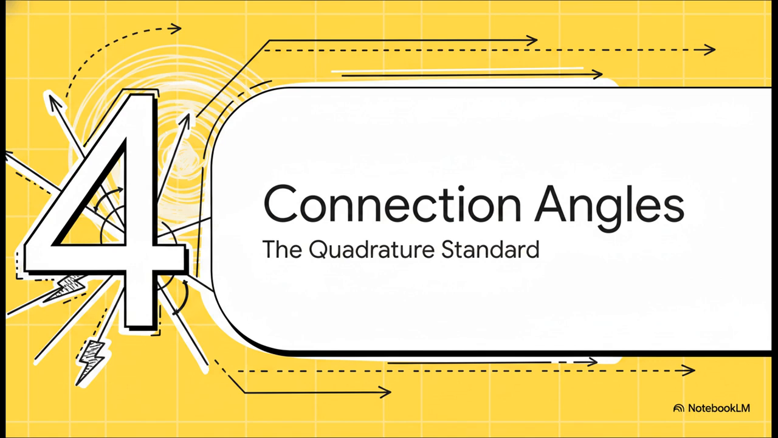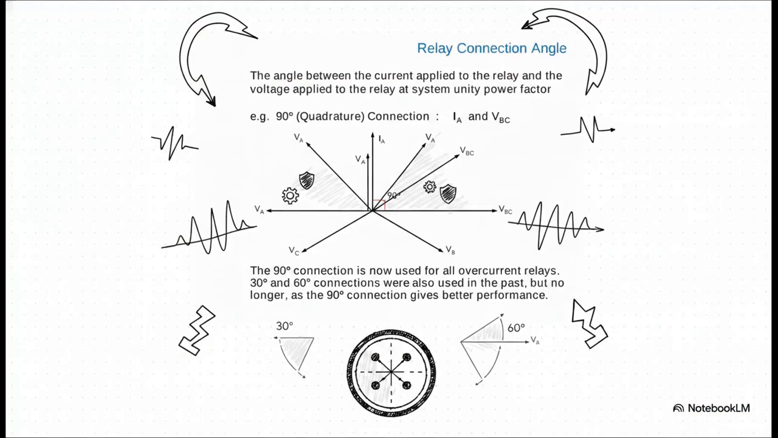Part 4. Relay connection angles. We call this specific relationship the relay connection angle. It's defined as the angle between the applied current and the applied voltage at system unity power factor. That setup we just looked at, applying phase A current and phase B to C voltage, creates exactly a 90-degree angle. In the industry, this is known as the quadrature connection.